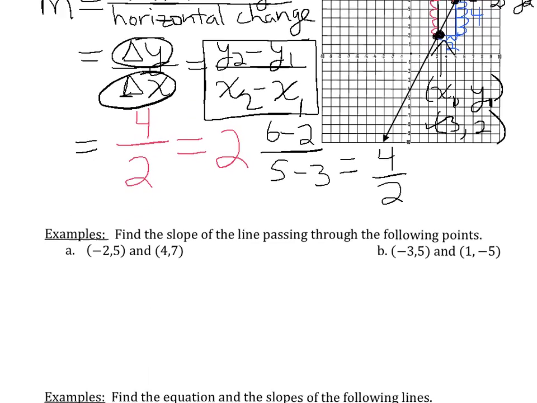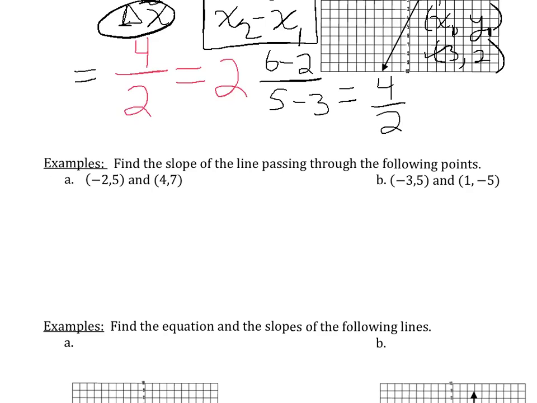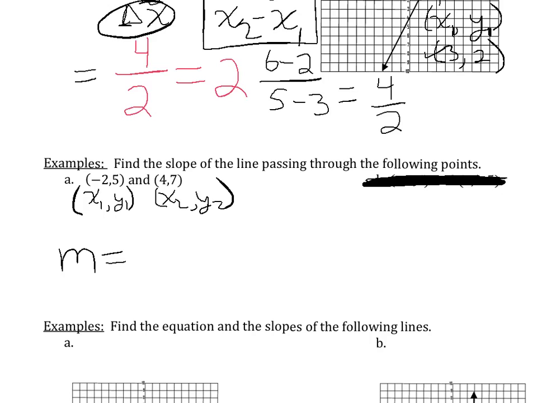All right, let's look at an example here. I'm just going to look at this first example where it says we have to find the slope of the line that's passing through the following points. And I'm not going to do that example there. All right. Well, I have the point -2, 5 and the point 4, 7. Well, I'm going to label the -2, 5 my x1, y1. And I'm going to label this one x2, y2. And so remember our formula for slope. You do y2 minus y1, your vertical change, over your x2 minus x1, which is your horizontal change.